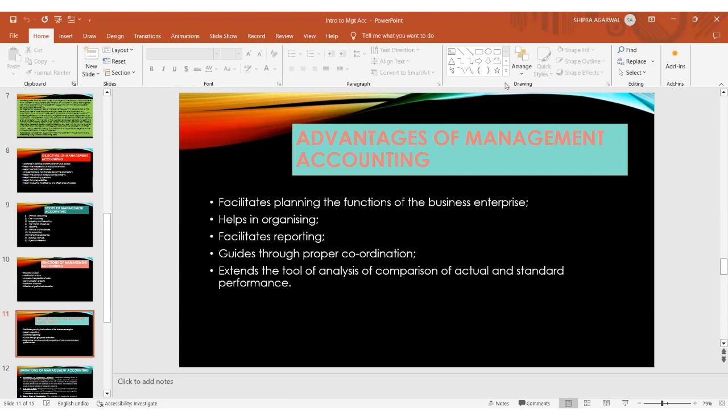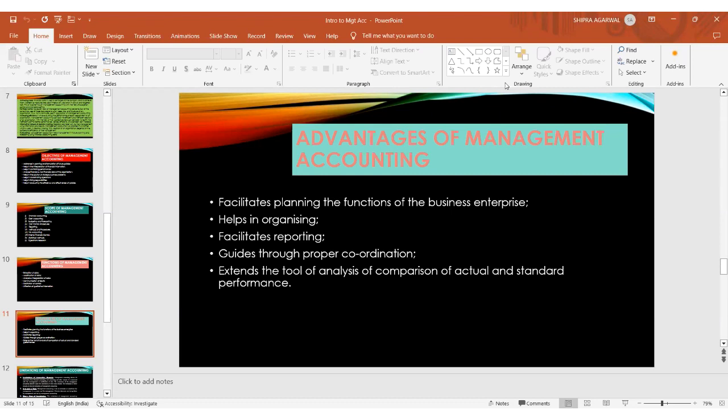Then it guides through proper coordination. As I told you, no matter everyone is doing their piece of work, until and unless there is proper coordination, you will never be able to achieve your target. You will never be able to achieve your organizational objective. So for that matter, coordination is required, and this management accounting will help you in creating a coordinated environment in which each and every individual in the organization is in this chain, or you can say a connecting link of coordination between different individuals of the organization.